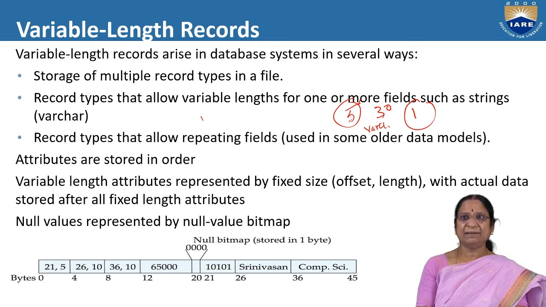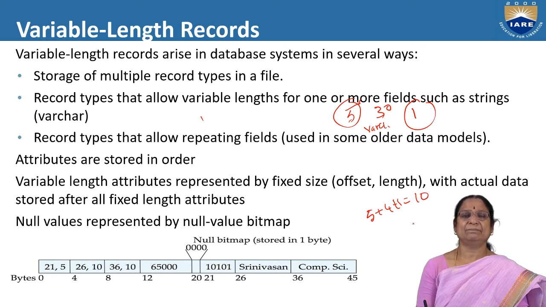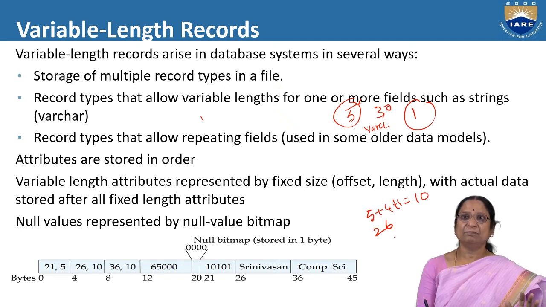So, for example, if the name consists of only 4 characters, what is the size of the record? 5 plus 4 plus 1. That is, it will be 10 bytes. If the name is 20, then what happens? 26. If the name occupies 15 characters, 15 plus 6, 15 plus 5 for the hall ticket number plus 1 for our pass or fail. So 15 plus 6 means 21 bytes.